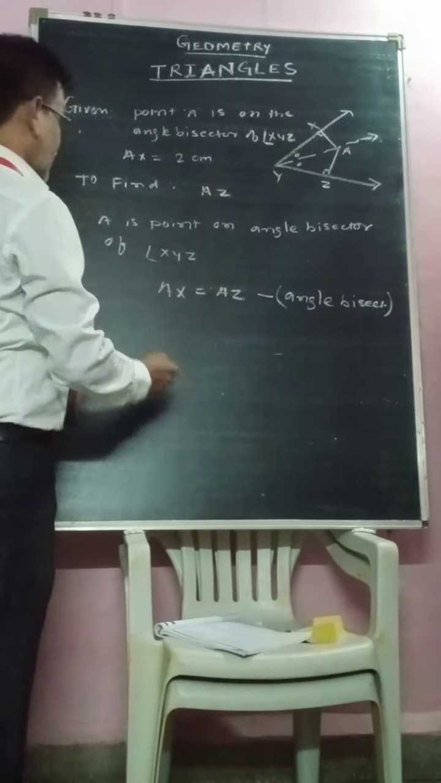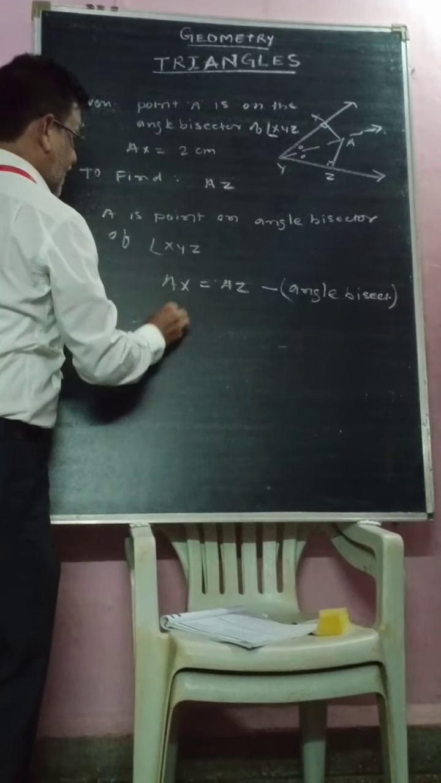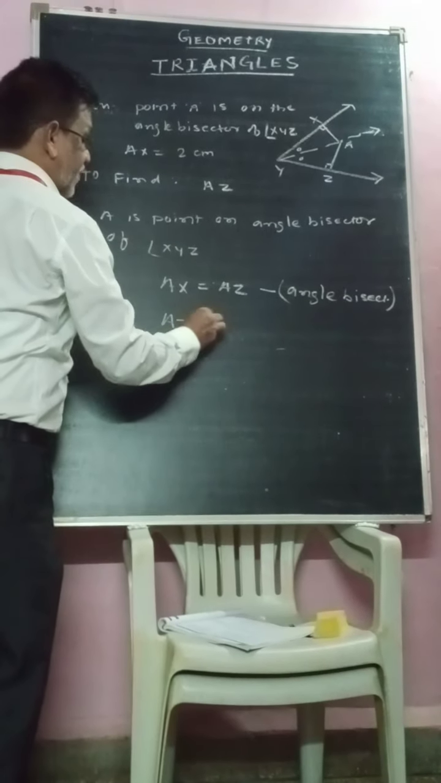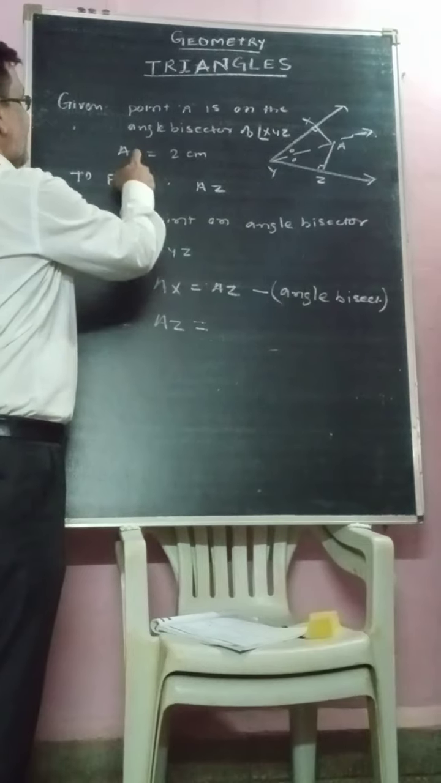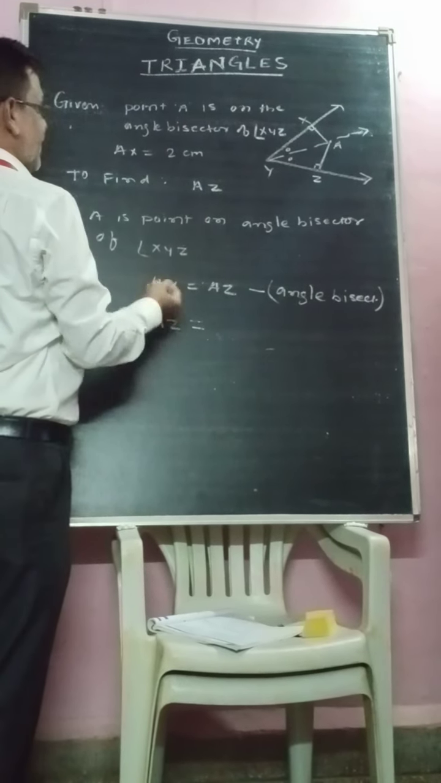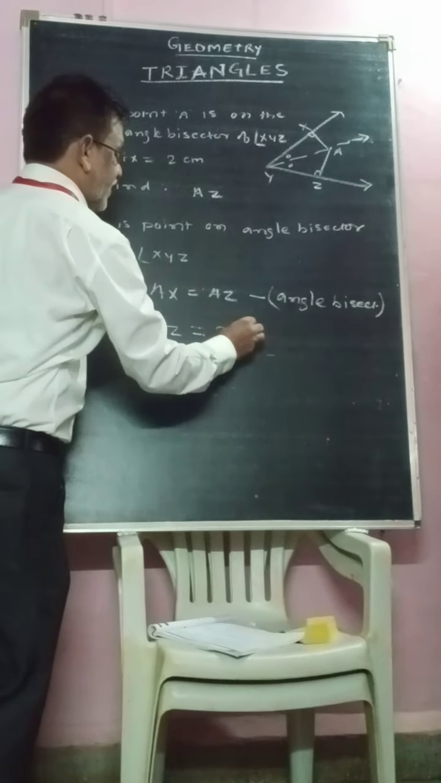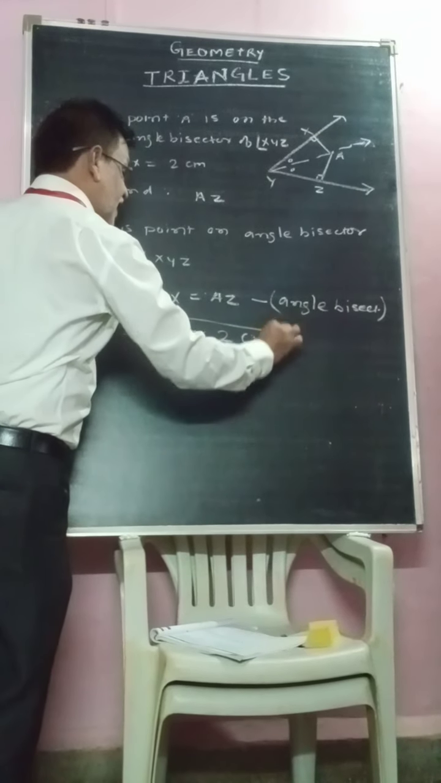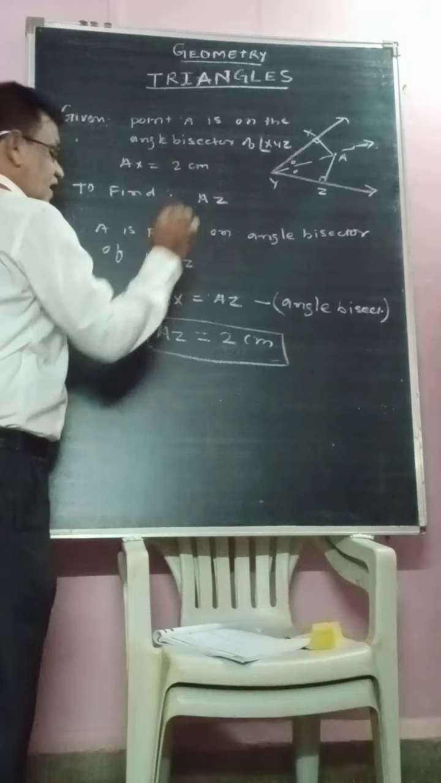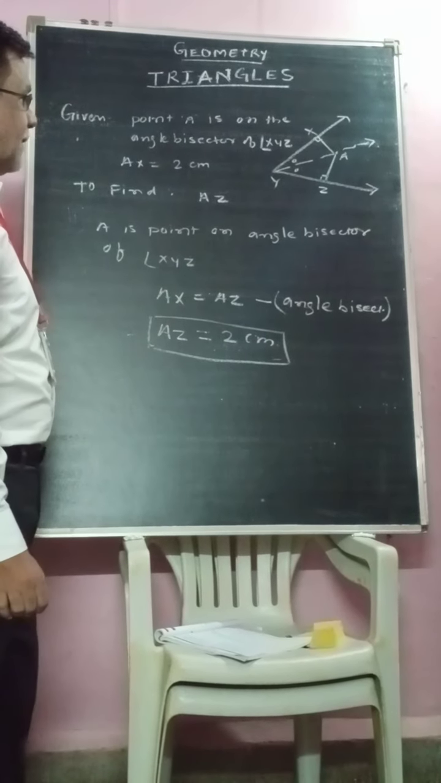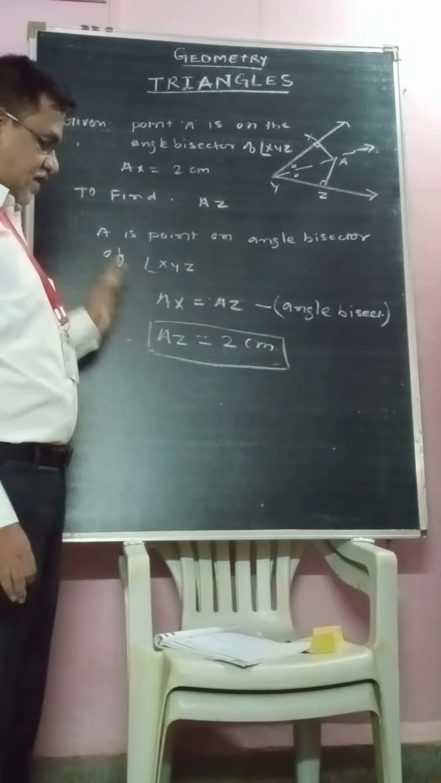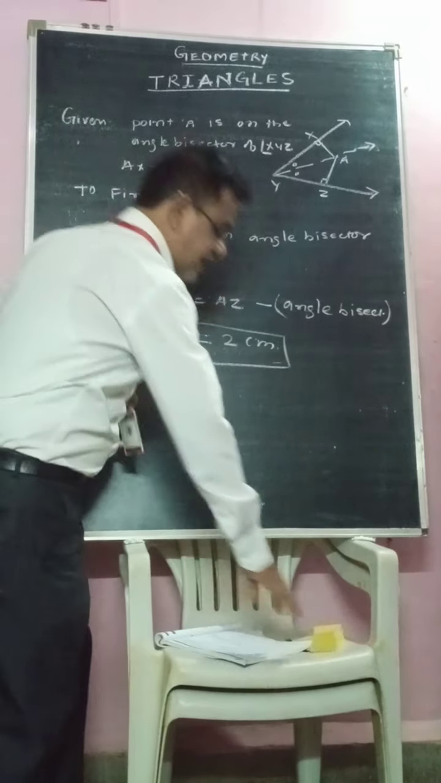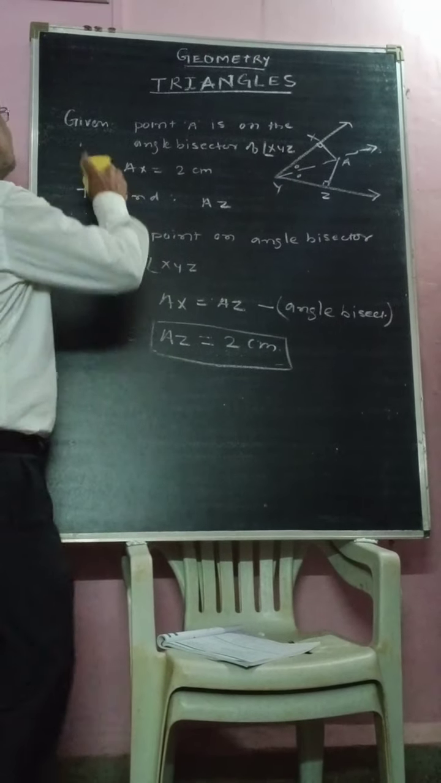Now, therefore, you can say that AZ is equal to AX, which is already given here as 2 centimeter. It means AZ is also 2 centimeter. So in this way you can find the value of AZ. The length of AZ is equal to 2 centimeter. Okay, this is the first sum. Now come to the second sum. Write this down.